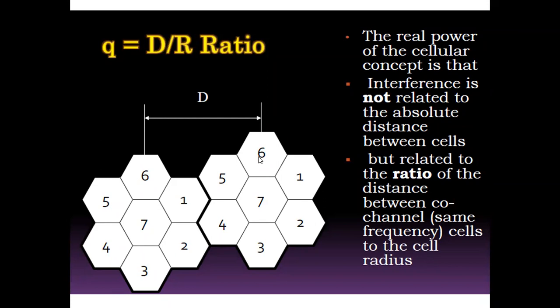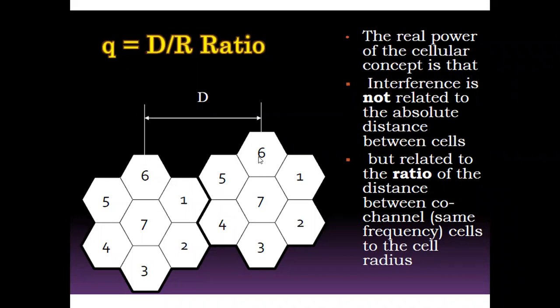Actually we know that the real power of the cellular concept is that interference is not related to absolute distance. Interference is not dependent upon the absolute distance between the cells, but it depends upon the ratio of the distance between the co-channel cells to the radius, that is D by R. D is the distance between the co-channels which are using the same frequency.